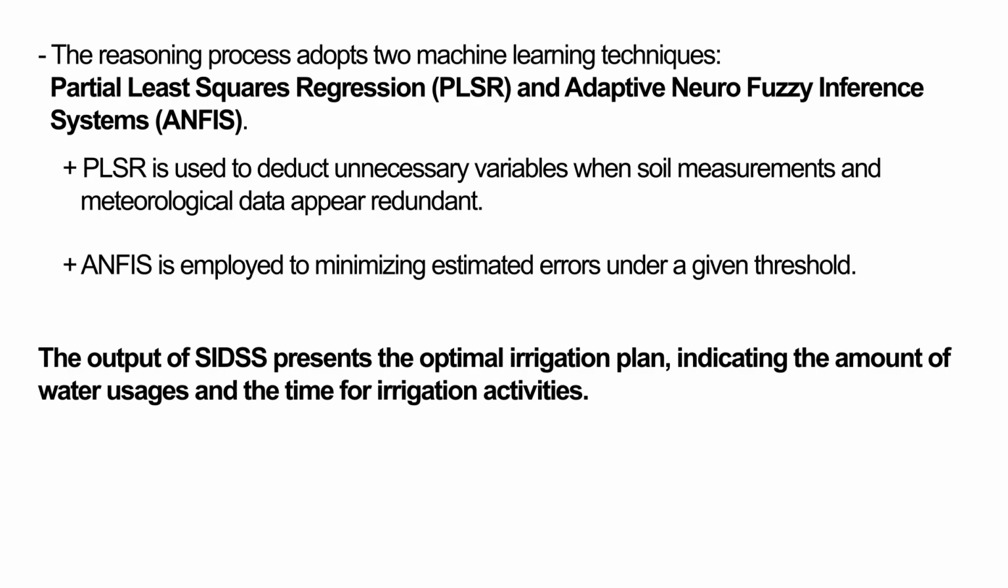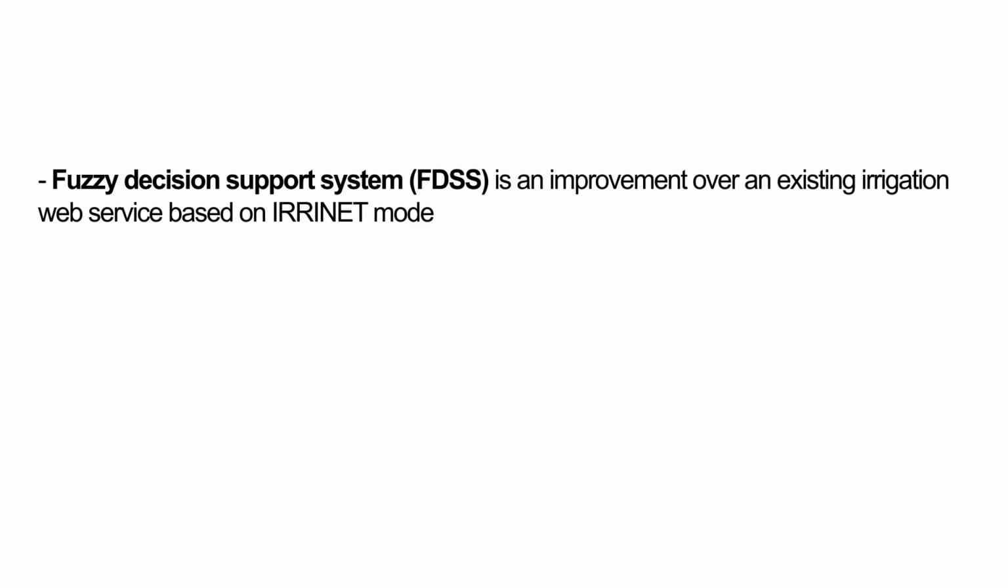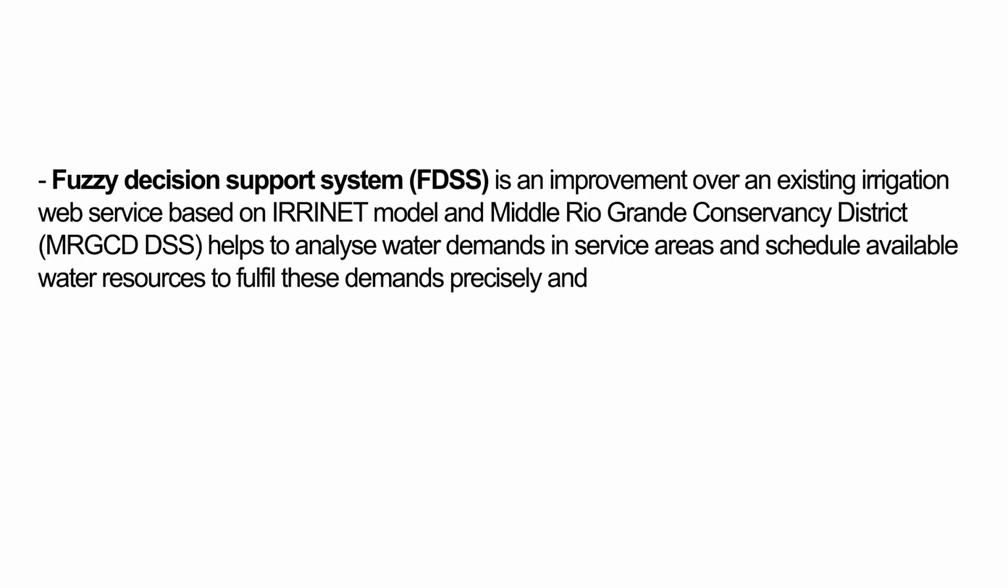Moreover, Fuzzy Decision Support System, FDSS, is an improvement over an existing irrigation web service based on IRINET model, and Middle Rio Grande Conservancy District, MRGCD DSS, helps to analyze water demands in service areas and schedule available water resources to fulfill these demands precisely and efficiently.